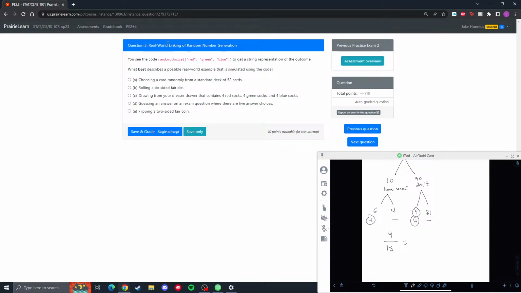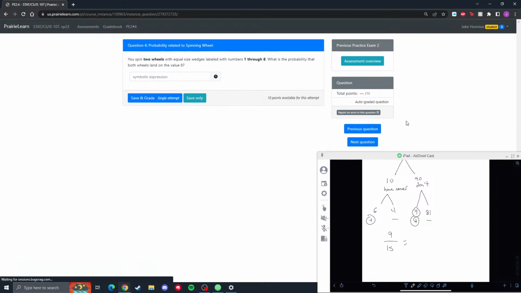All right, and so this one is asking how to convert code into a real-world example. So we have red, green, and blue. And we know it's not going to be the cards or the die. So it's obviously like the best choice here.